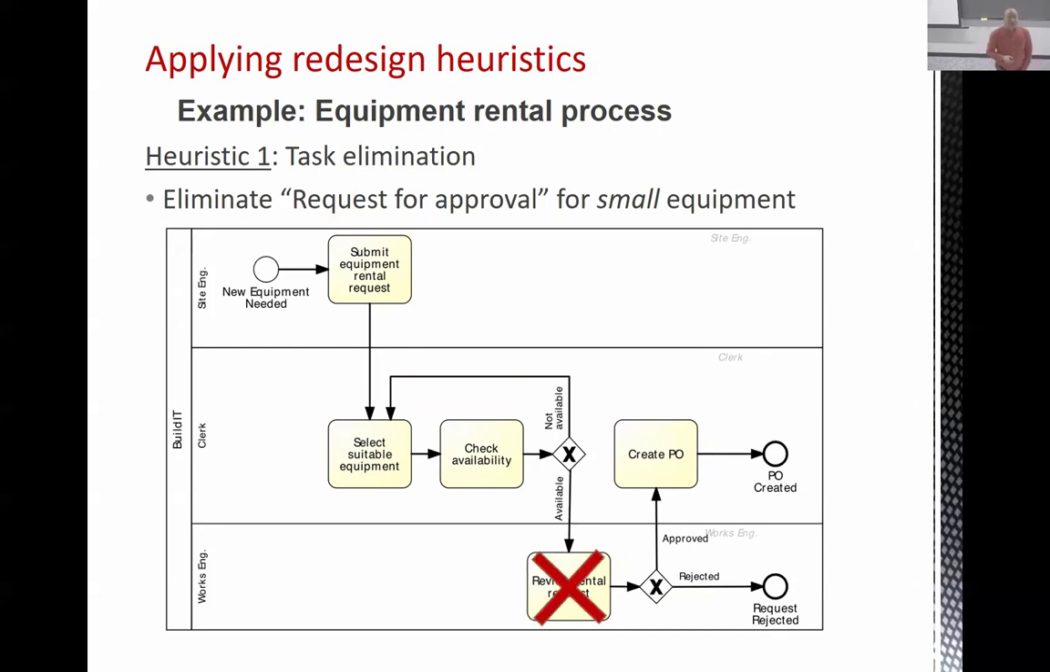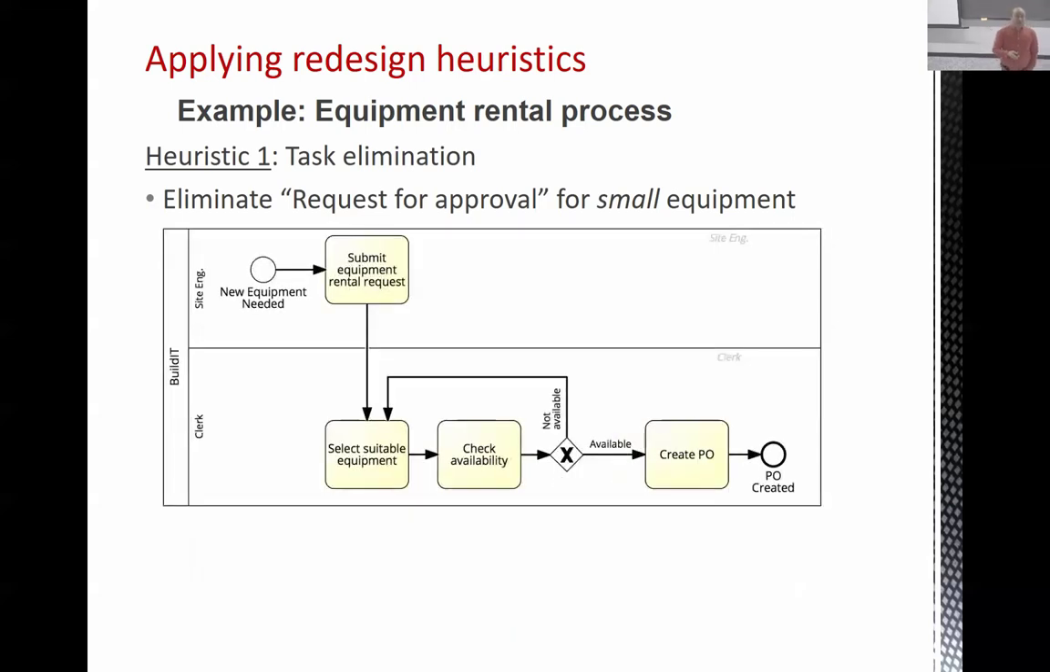So in the case of low value equipment, for example a water pump that costs like 50 euros a day to rent, we could, only in those cases, not in all cases, eliminate the task review rental request and allow the site engineer to decide that they need a water pump. It's such a low value added equipment that there's no point in waiting for the works engineer to approve that request. The site engineer can just get it straight away.